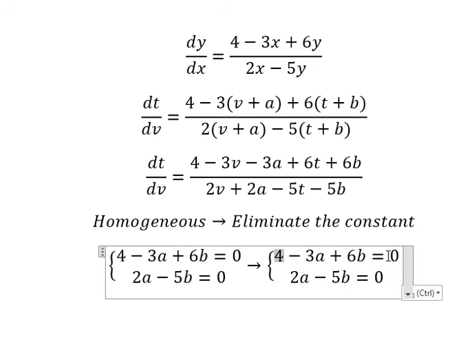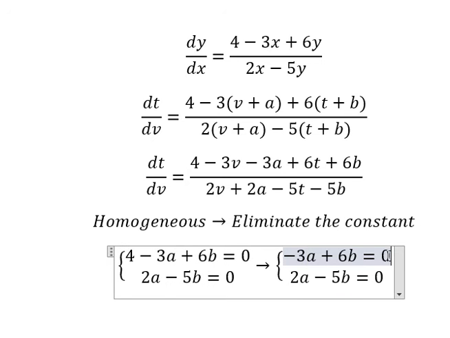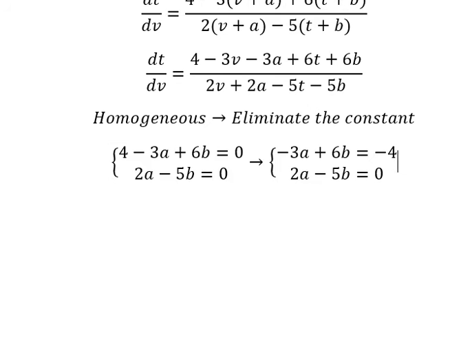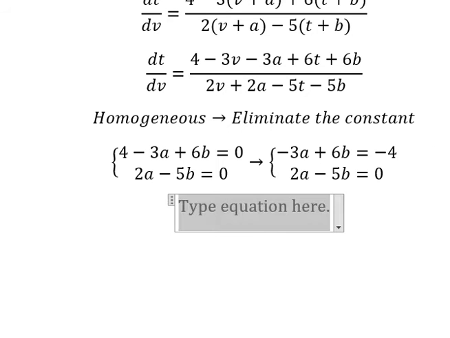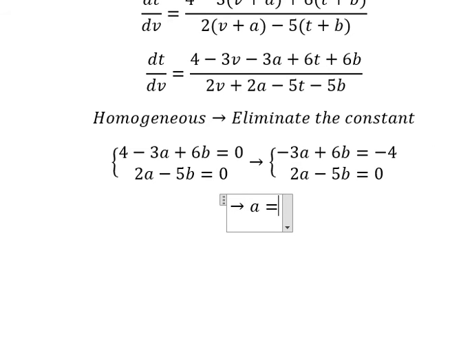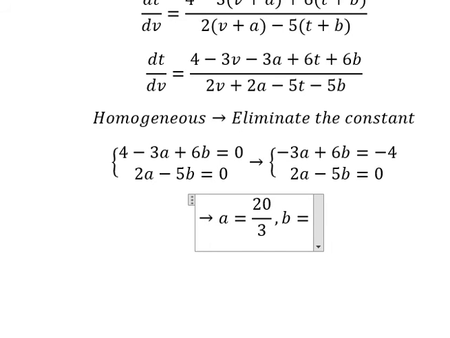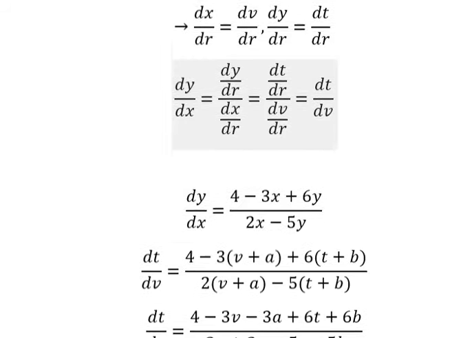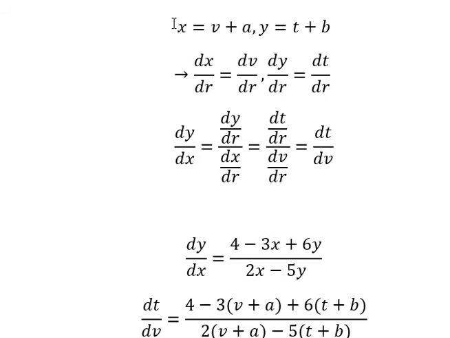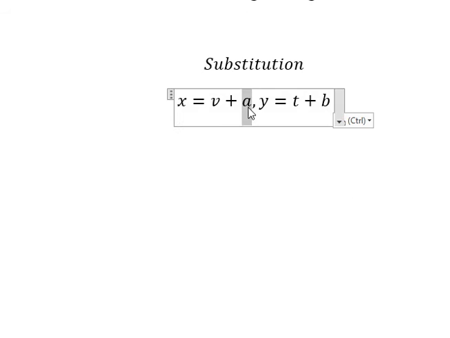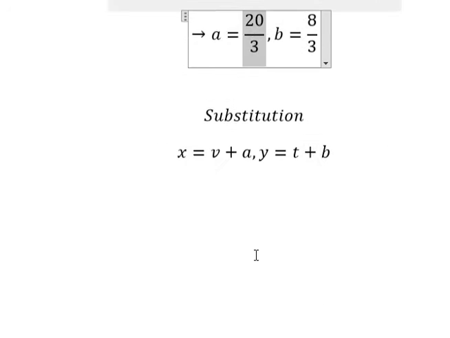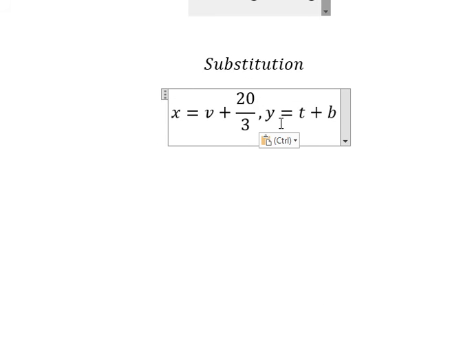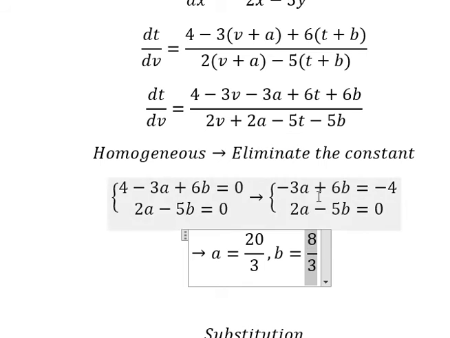So I will put number 4 to the right. So we need to find the solutions of a and b, and we have a equals to 20 over 3, b equals to 8 over 3. So we go back in here. So we change the value of a, that is this one, and b that is this one.